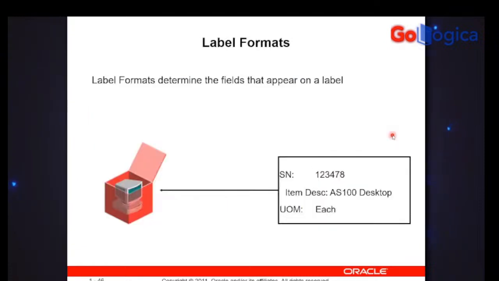Here we have defined what the use of the label format is. It defines the fields that appear on the label. For example, in the label format we define the SN, item description, and UM. These are the fields, and the data comes from the transaction. Whenever you do a transaction, the XML will have this data, which you can push to your third-party software, where the label design will be, and it can print the label. And you can have a barcode against each of them if you want.